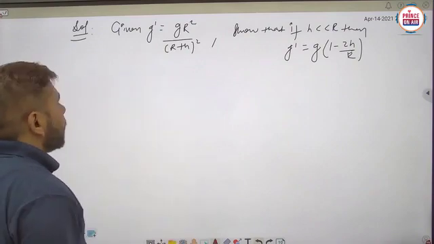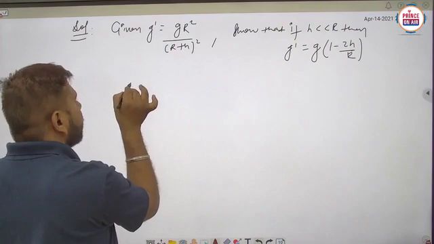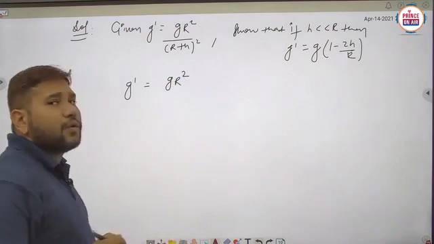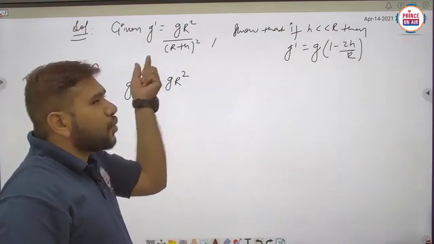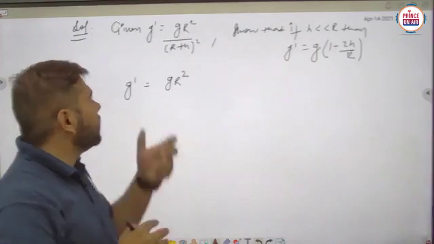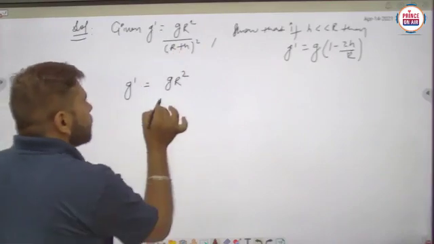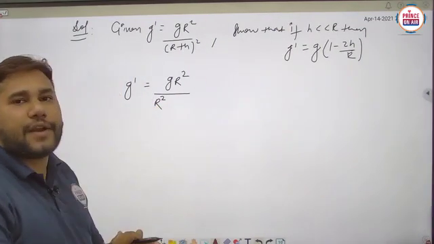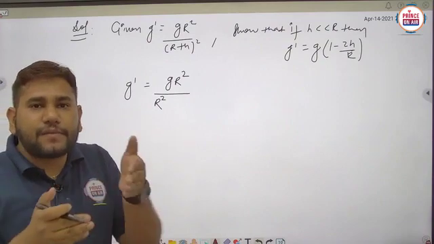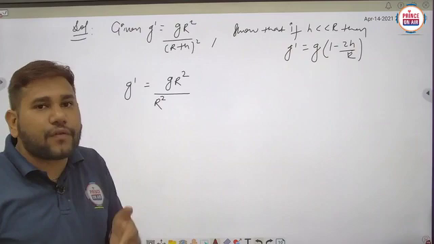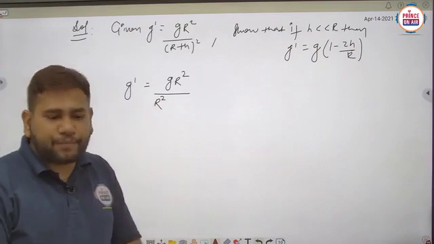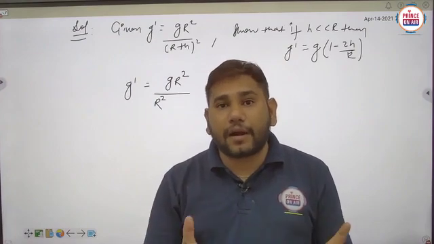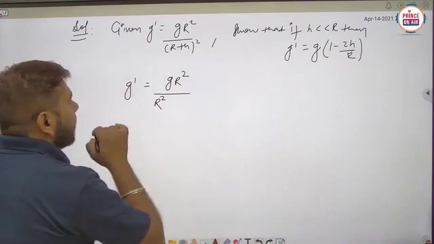Getting me? So now, first of all, what we will do, z dash is equal to z r square. Now do one thing, take r common. So I am taking r common, so it will be r square when it comes out of the bracket. Now you all are thinking that I am taking r common, but here I am writing r square. Why? But let's see.